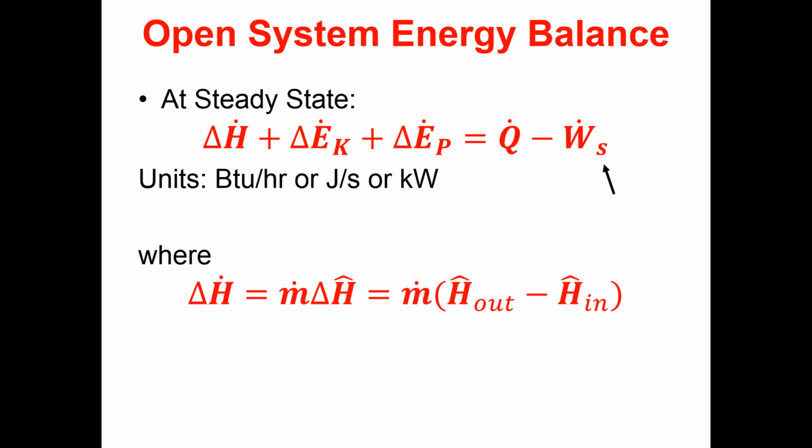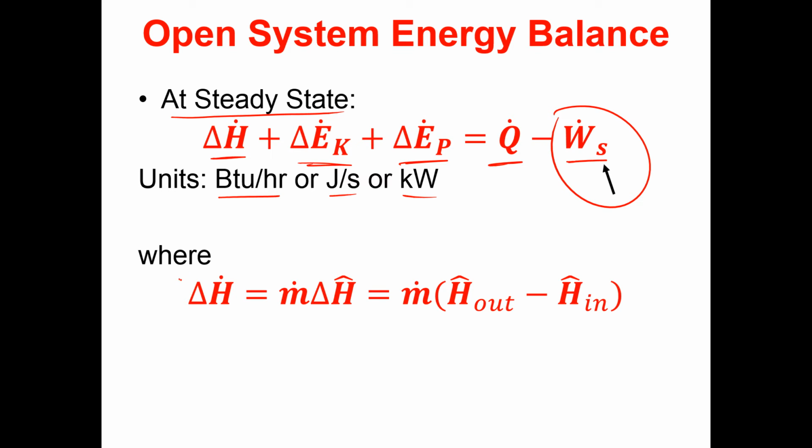Let's just go on to the open system energy balance. So at steady state, these are all of the terms. This is a delta enthalpy per time. Here's the delta kinetic energy, delta potential energy, and then the heat, and then the shaft work. Now all of these units are in BTU per hour, joules per second, kilowatt. Those are just changing between different units.